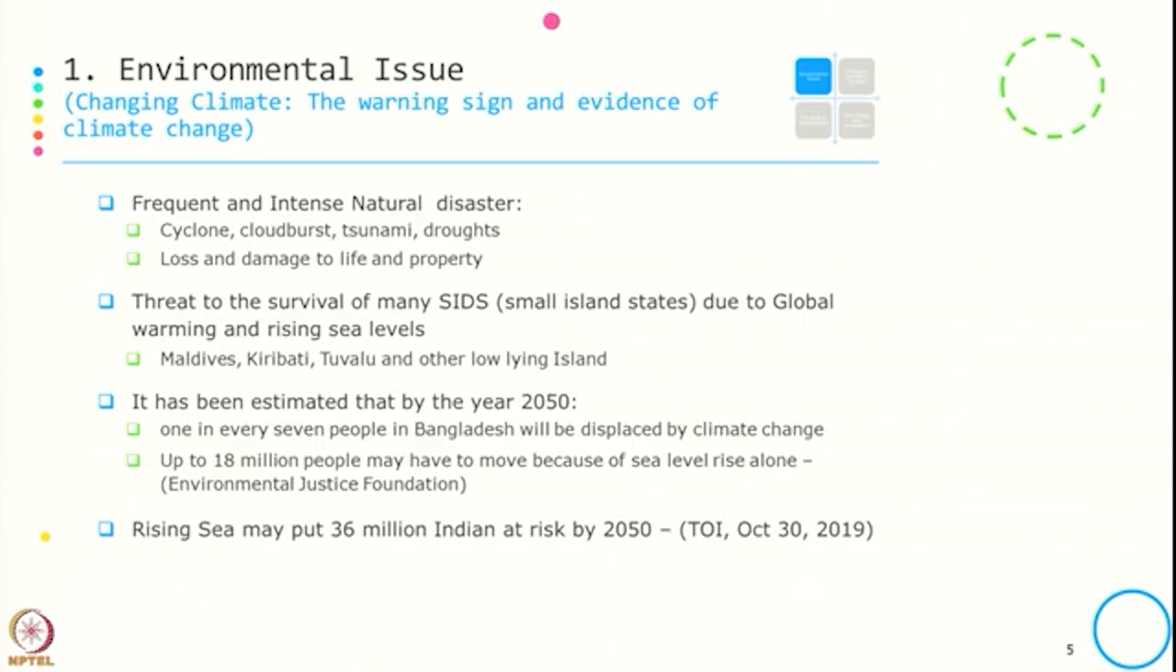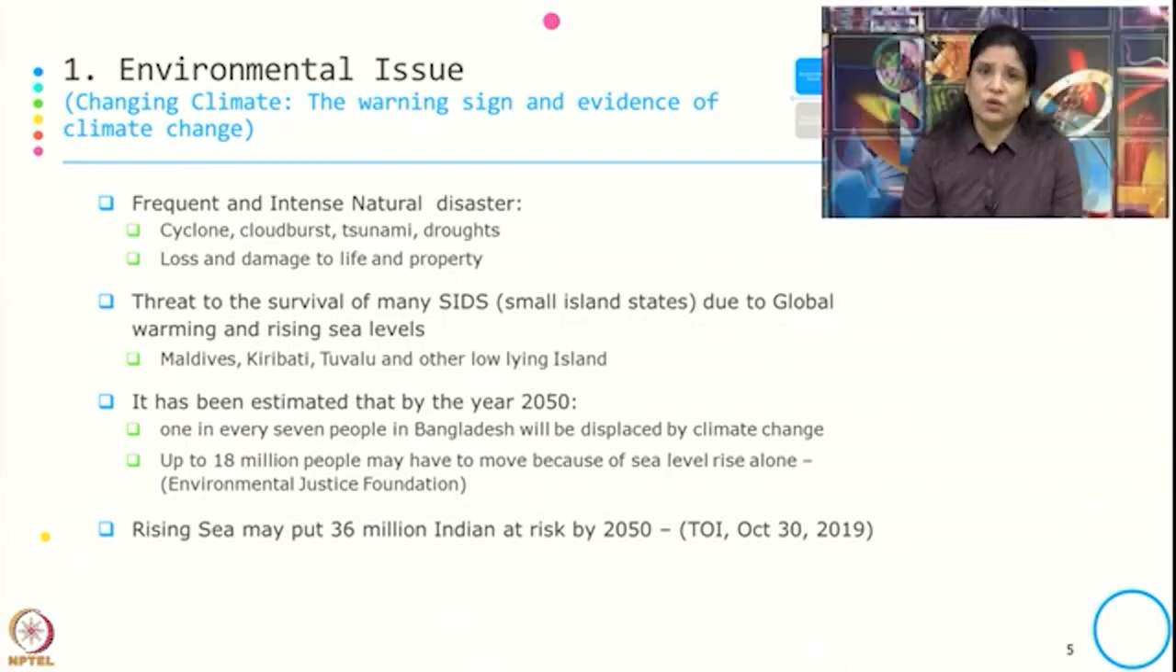The second point is that whatever disasters or extreme events we get are also intense, because you must have seen the damage they create to life and property. In this jargon, we call it loss and damage to life and property. So the sign we are getting is that there are frequent and intense natural disasters.